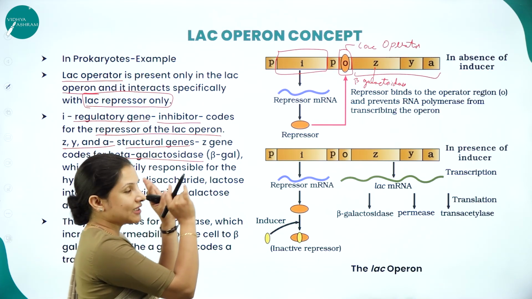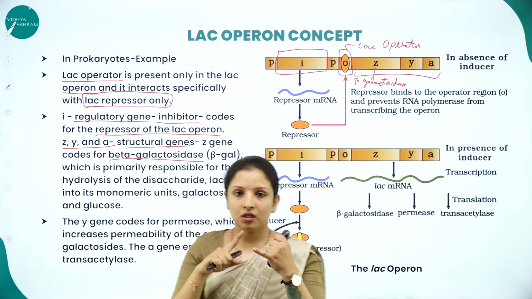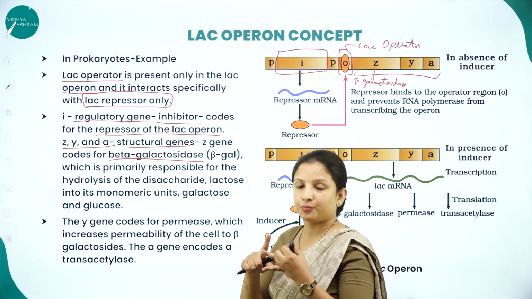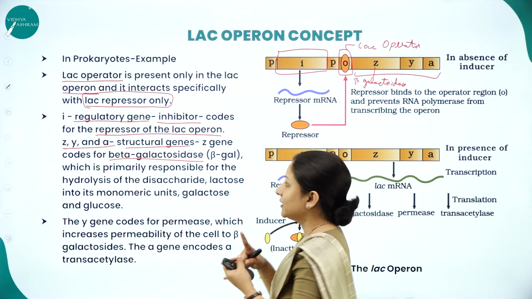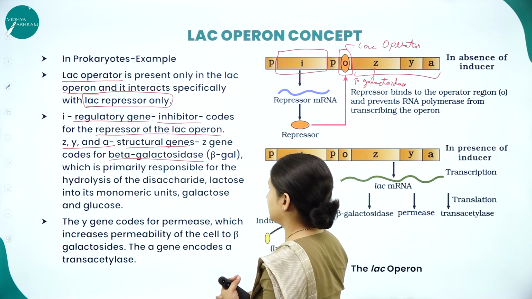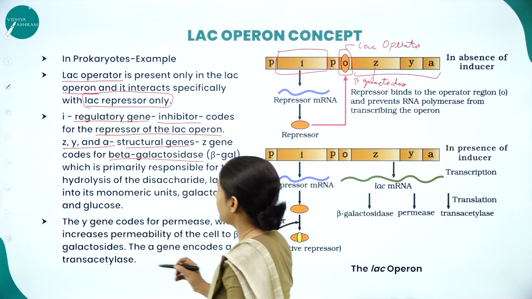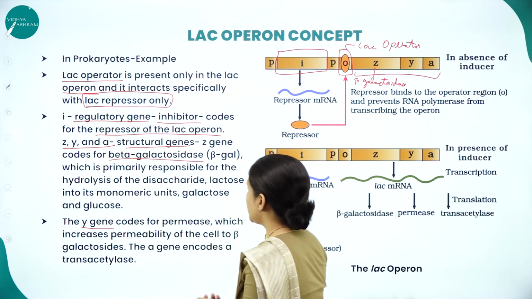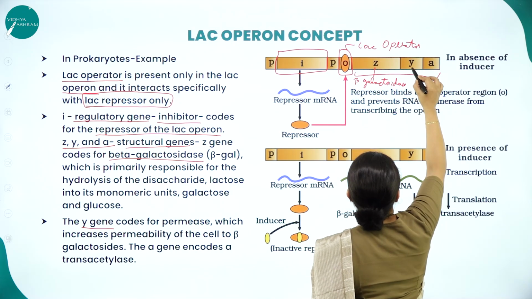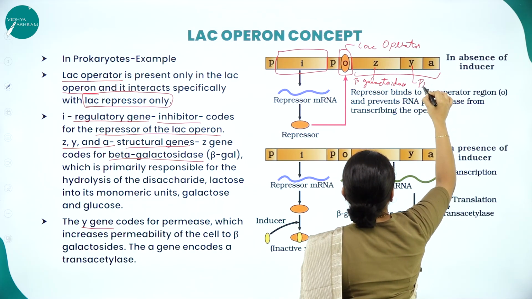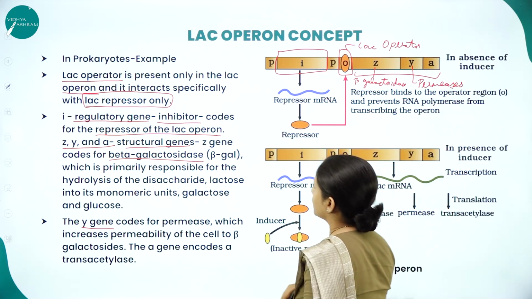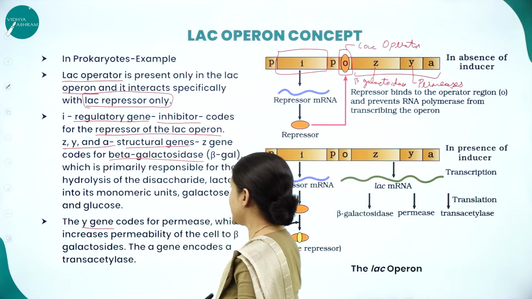So therefore, we have the lac operator, then the gene that produces the repressor protein. Then we have Z, the structural gene that produces the beta-galactosidase enzyme. Then moving to the Y gene. Y gene codes for permeases. There is an enzyme which is called permeases. So what does the Y gene produce? It produces an enzyme called permeases. What is their function? We will look into that.